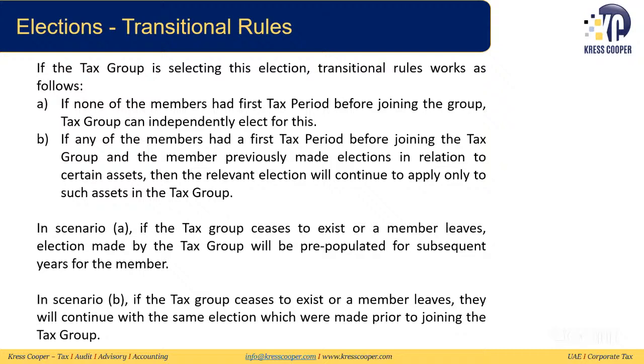Now, in the first case, when the tax group is making the application, if the tax group ceases to exist or any member leaves, that election will still be applicable to them, and it will get pre-populated in the subsequent year for the member as well, even when they are not part of the tax group. Still, in their return, these elections will be grayed out. They will already be considered as elected by them. And in the other case, where the member had chosen before being part of the tax group, whatever they have chosen will be the same election for the tax group and for them, and on all the members even after the tax group has ceased.